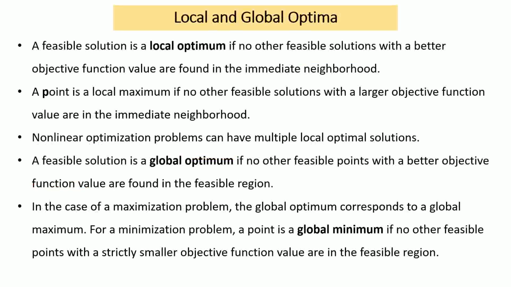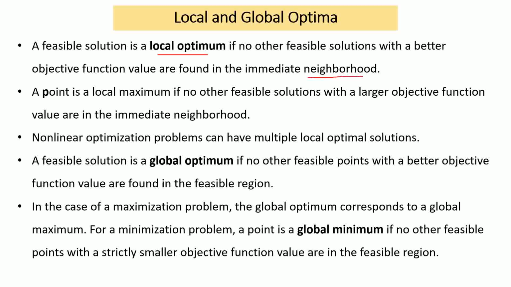Now let us see some important points in nonlinear programming before solving an example. Let's see some of the important terms in nonlinear programming, that is local and global optima. A feasible solution is a local optimum. As the name indicates, it's local, not global. Global is a wider scope, whereas local is just a small scope. A solution is a local optimum if no other feasible solution with a better objective function value is found in the immediate neighborhood.